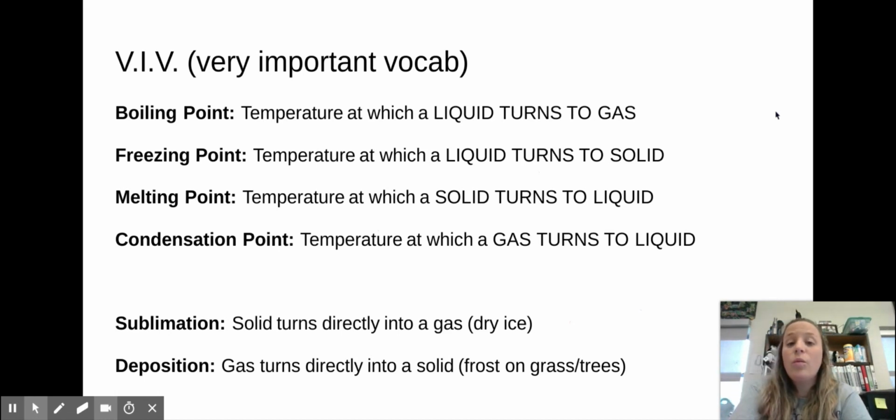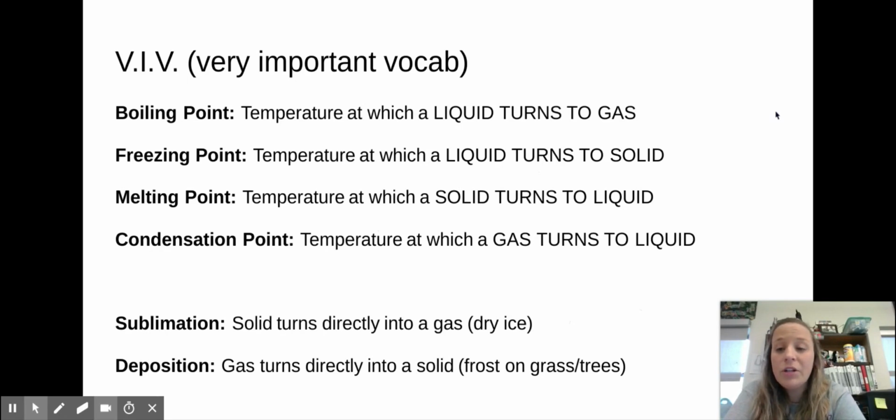Those are just the temperatures at which those things happen, okay? So the boiling point is the temperature at which a liquid turns into a gas. Now, the boiling point of water, we're using Celsius here because it's science. The boiling point of water is 100 degrees Celsius. Make sure you write that down. Boiling point of water is 100 degrees Celsius.